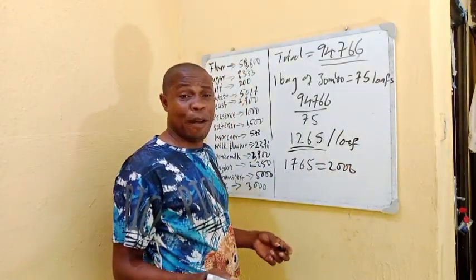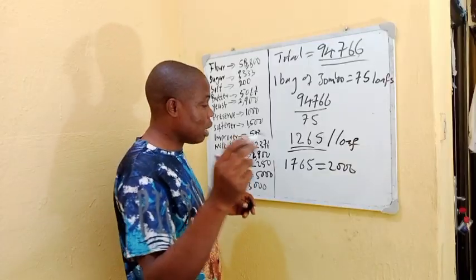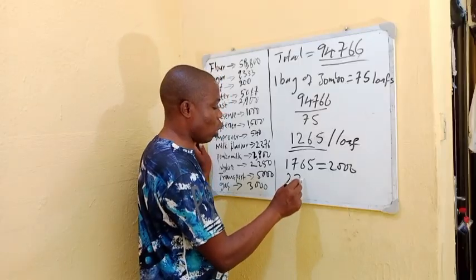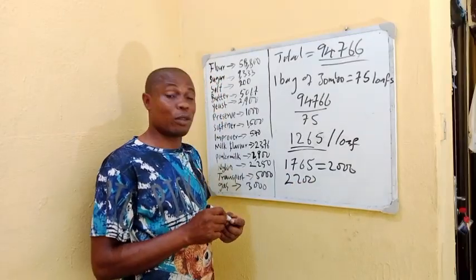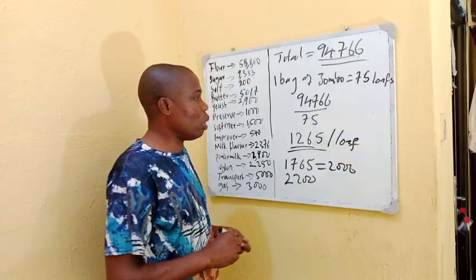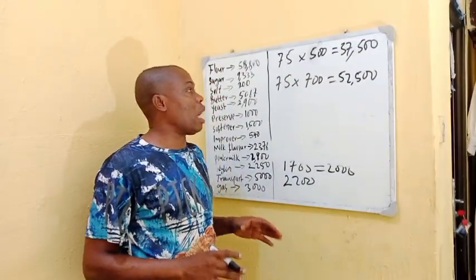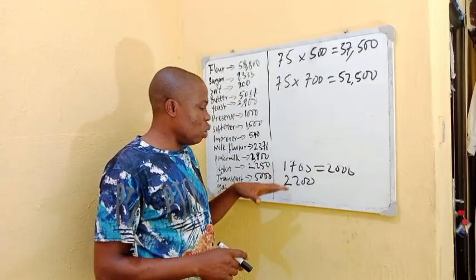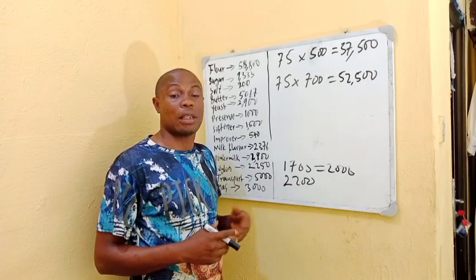But in your area, if they are selling that jumbo size at 2,500, that means you have to supply at 2,200. So you still have about 700 naira as profit per loaf. So let's calculate further. If they are selling it at 2,000, that means we add 500 naira as profit.